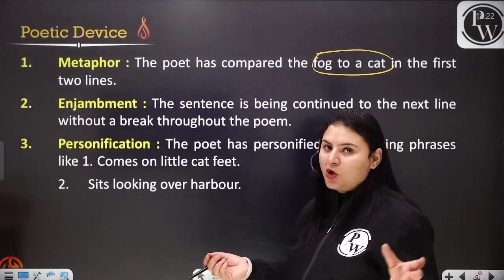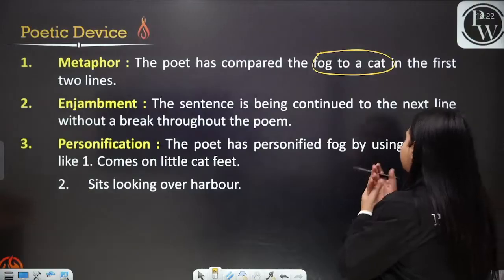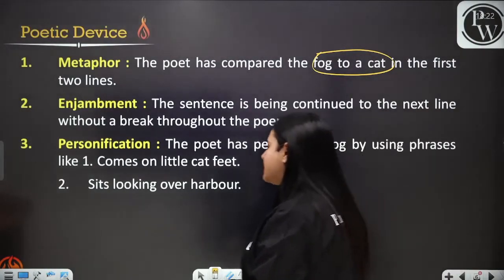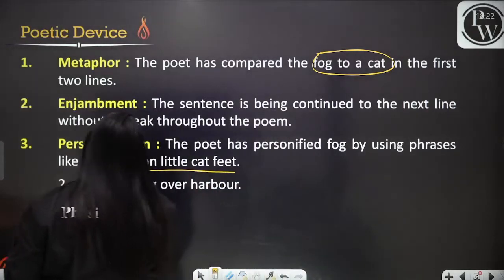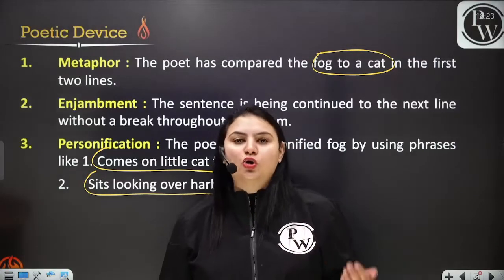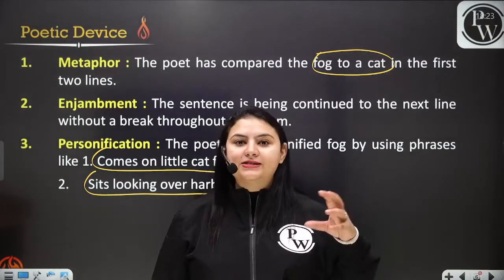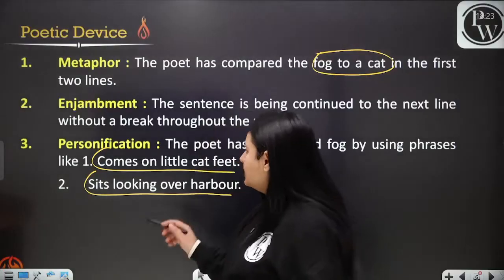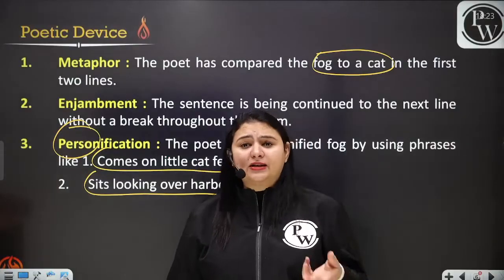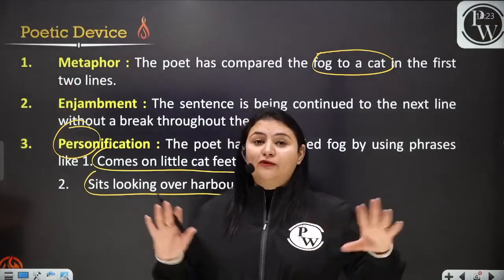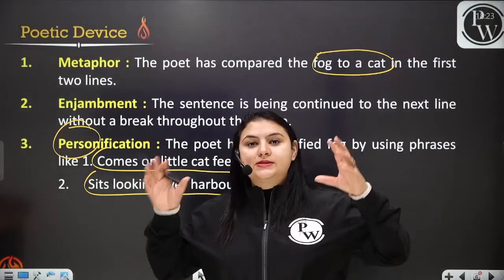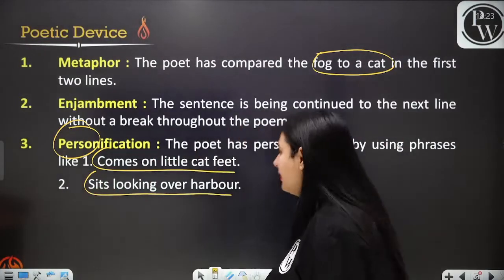Now, personification. There is a very clear personification in this poem. The poet has personified fog by using phrases like, "Come on, little cat feet, sits looking over harbor." Now we know that fog doesn't have feet. The fog cannot sit and it cannot look. But the poet has given a personal element to it. It has personified the fog, because obviously he is comparing it with a cat, but the fog cannot sit, the fog cannot look. So there is personification here.